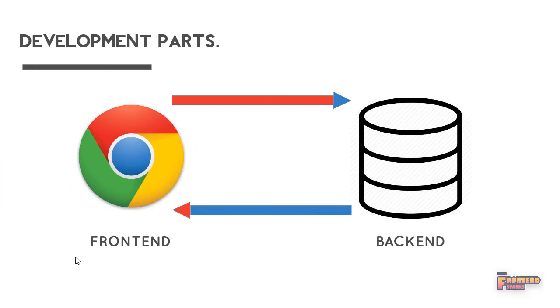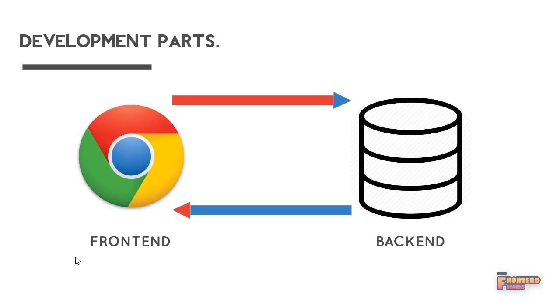So let's talk about the development parts. Every website and every project that we come across or are doing has two parts: the front end and the back end. The front end consists of HTML, CSS, and JavaScript, and the back end consists of the server and the database. So what goes on here? The front end presents the view, what the user sees.